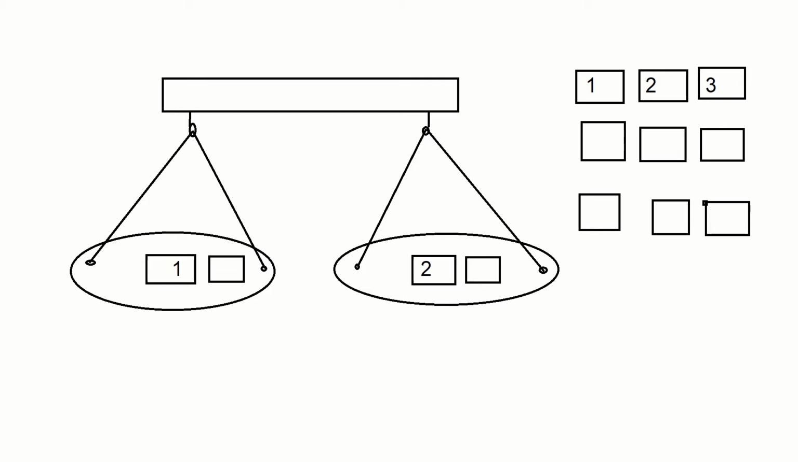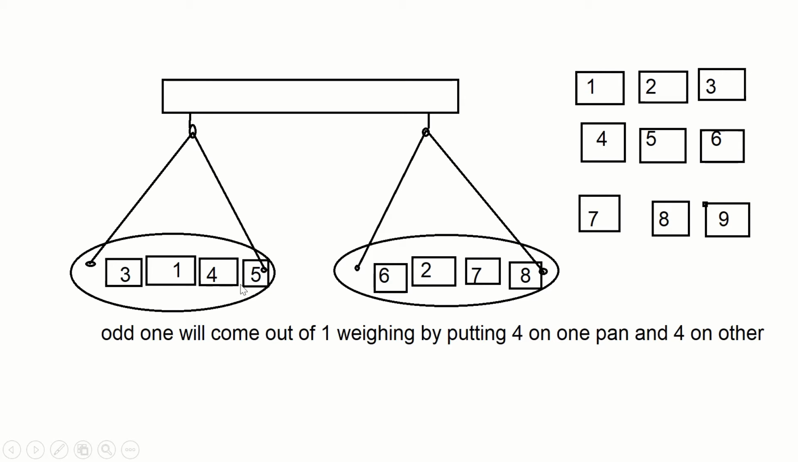Suppose the odd one is not in these 8 either. Then the remaining one is the odd one. So there are two cases here. If we weigh 4 and 4, and these two are equal, the balance will show they are equal. Then the ninth one will be the odd one. In one chance itself, you can say the odd one. If the odd one is present among these 8, you have to perform 3 weighings to find the odd one out of that.